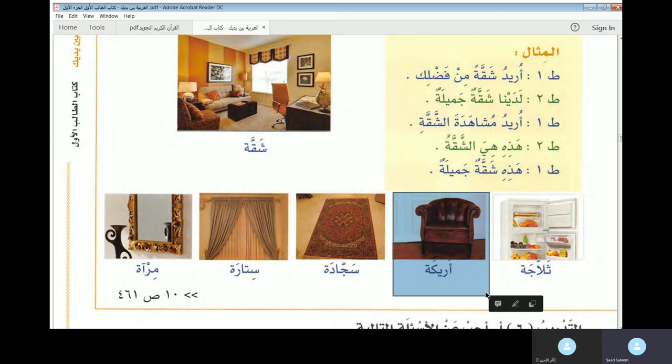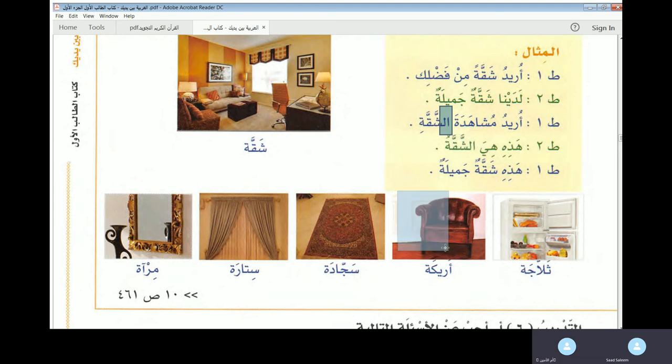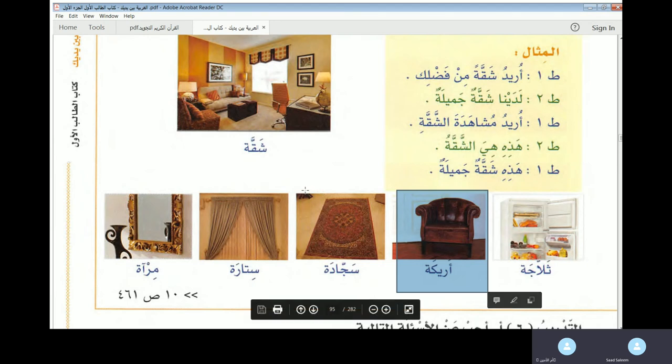Use alif lam with the sofa. Okay. I want to see the sofa. This is the sofa. This is a beautiful sofa.